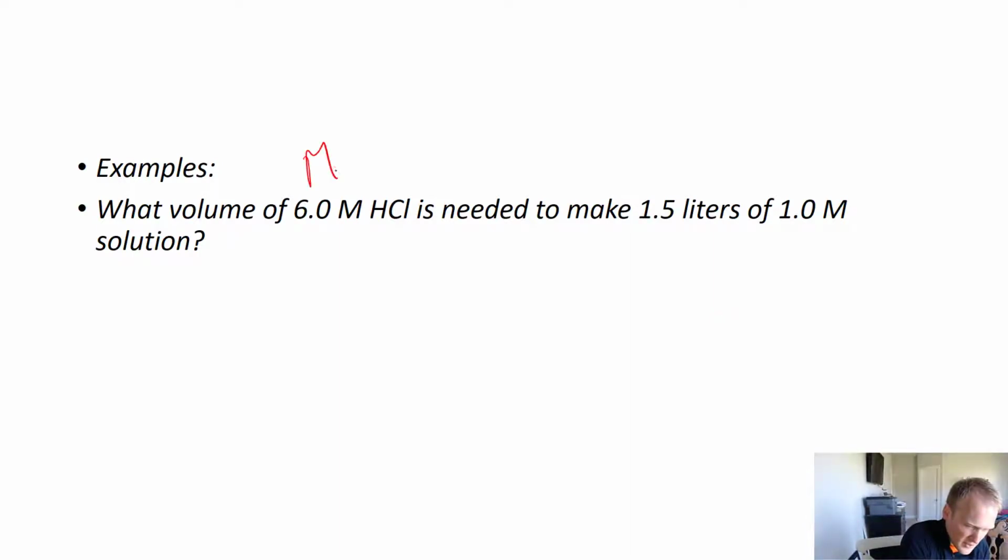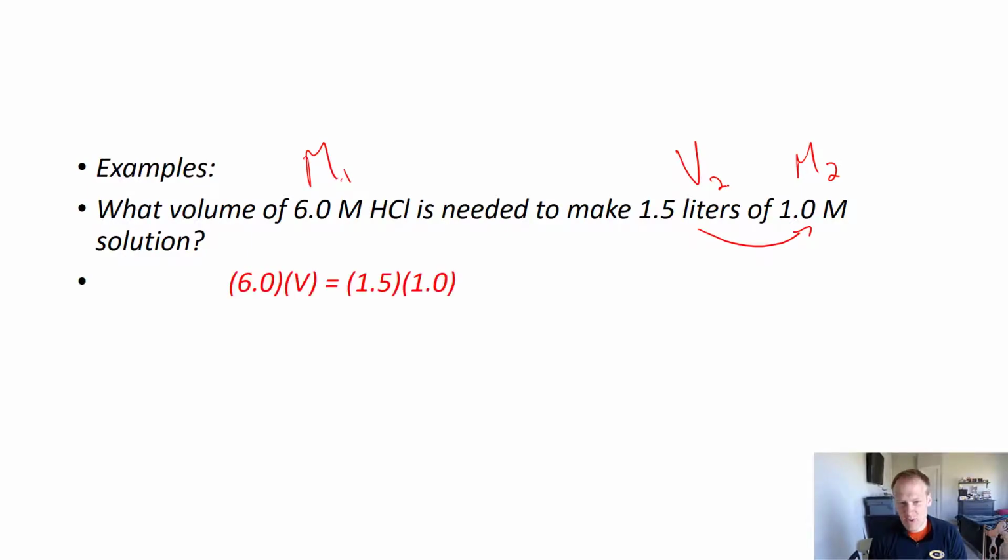So if we call this one molarity number 1, then I know that this is molarity number 2. But notice how these liters are tied to this molarity, which means this has to be V2. If you made that 1.5 liters V1 and paired it with the 1 molar, it's not going to work out correctly. And at this point, you're just setting it up. It should look just like this. 6 times V1, we don't know what V1 is, equals 1.5 times 1. And what that's going to tell me is how much of the 6 molar solution I need in order to dilute it to this concentration.